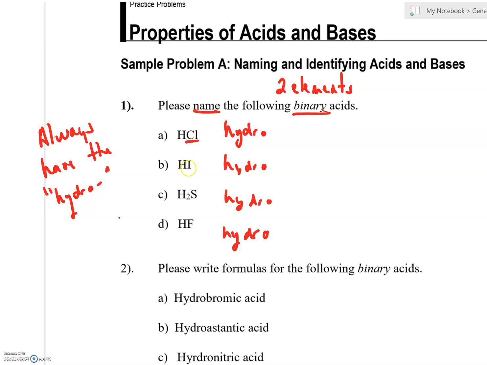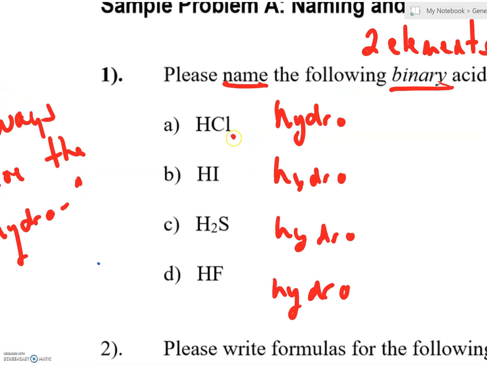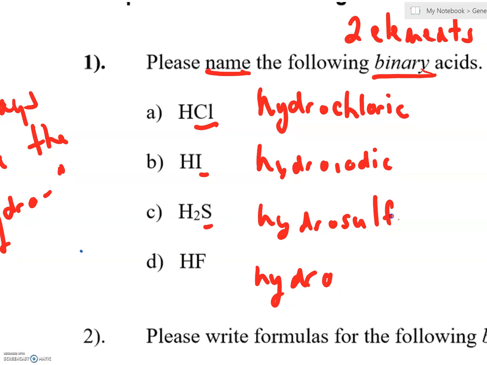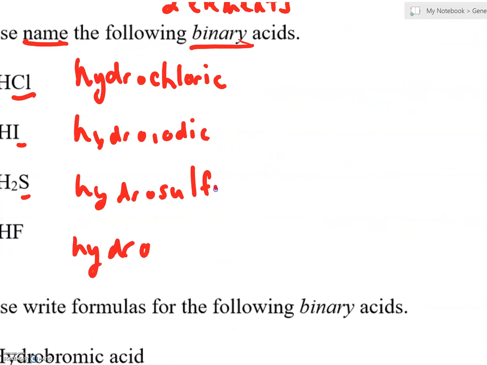All we need to be able to do is identify what they're paired up with, and we're going to change the ending to ic. So clearly, let's start with this first one. It's clearly chlorine, so we're going to say hydrochlor, and we're going to change the ending to ic. Clearly iodine, so we're going to simply change the ending to ic. Clearly sulfur, so we're going to change the ending to ic. Now there's a couple ways that you could do this one. Some of you are going to write hydrosulfic, and that's fine with me. But typically we stick ic on the ending of this one.